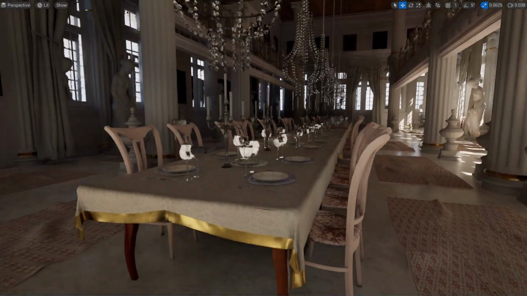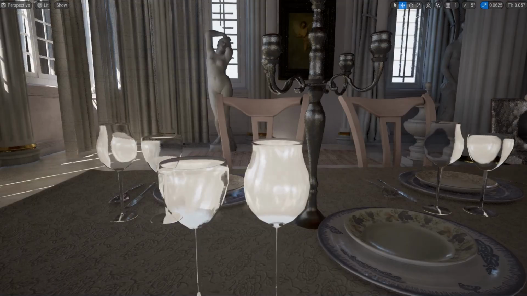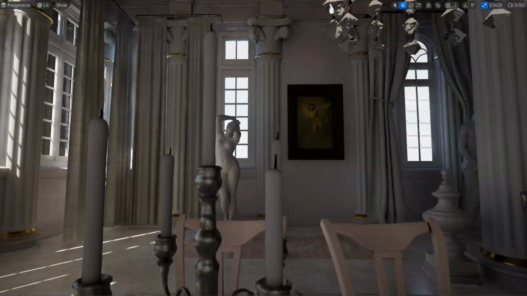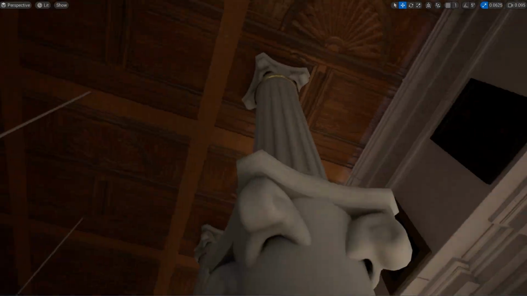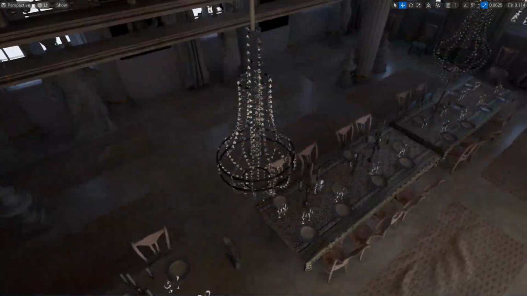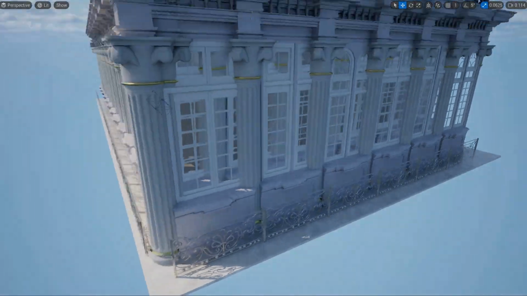we can see the dining hall, and the glasses don't look that good. There's some light flickering, that candleware. Not a bad demonstration by any means, but it just feels repetitive.